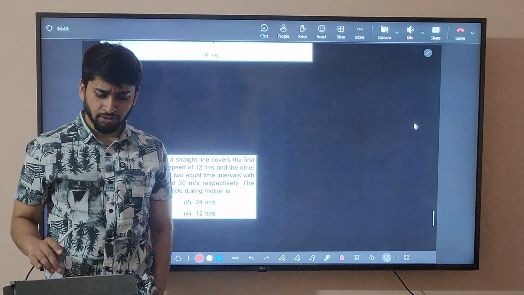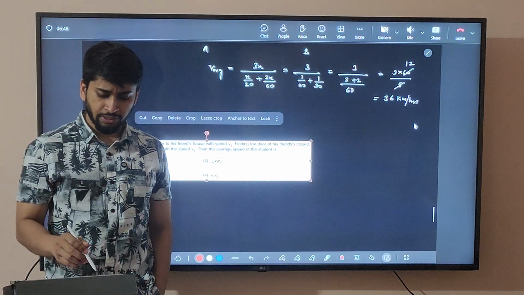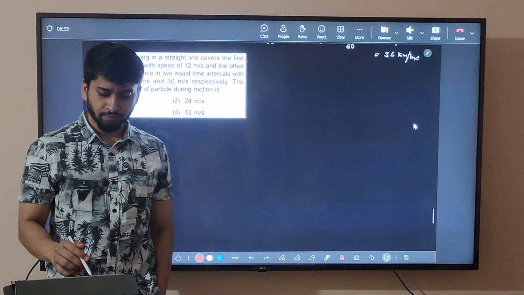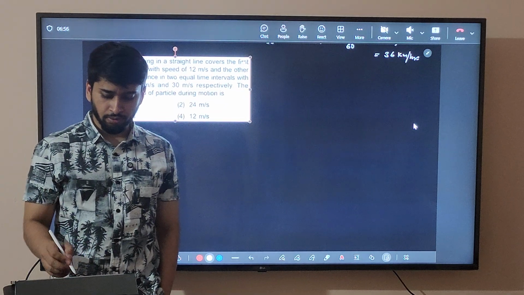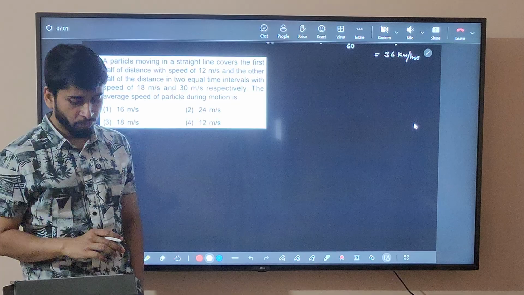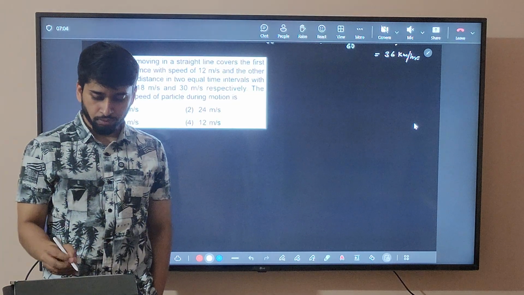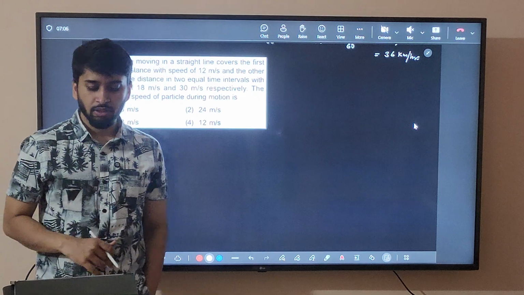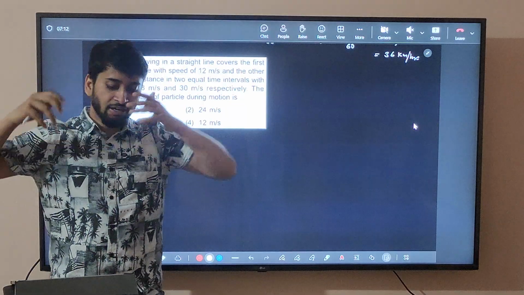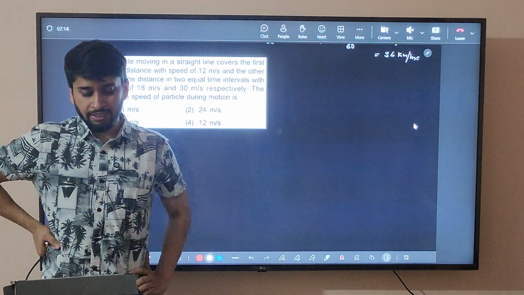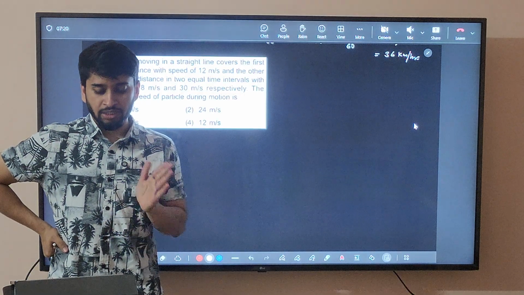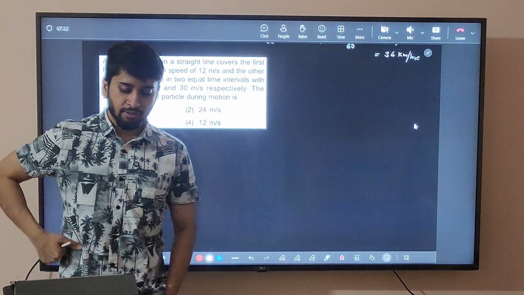We can solve some questions. This kind of question is already done, so we can do this one. Let us see this question. See what the question says. A particle moving in a straight line covers the first half distance with a speed of 12 meters per second and the other half of the distance in two equal time intervals with speeds of 18 meters per second and 30 meters per second. Find the average speed of the particle during the motion.